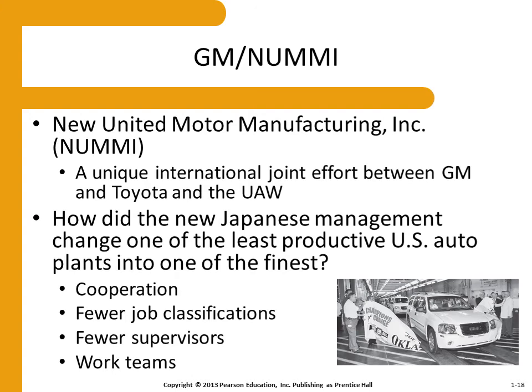And so how did these Japanese management practices change one of the least productive U.S. auto plants into one of the finest? It was through cooperation, right? The most significant change was the spirit of cooperation that began with the UAW-NUMMI letter of intent. It was through fewer job classifications, right? It was through fewer supervisors, meaning teams performed routine management functions and focused on building quality rather than inspecting for it. And then it was through work teams, where the 2,400 hourly workers were organized into teams of 5 to 10 members who rotate among as many as 15 different tasks.